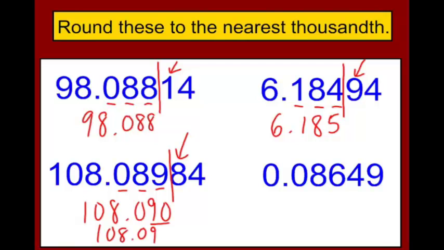In our last little example here, we have the tenths, hundredths, thousandths. So if I'm rounding it to the nearest thousandth, let's see who's knocking at the back door. It's a 4, so that remains the same. It'd be 0.086. That would be 86 thousandths. So use that little trick when you're rounding decimals.